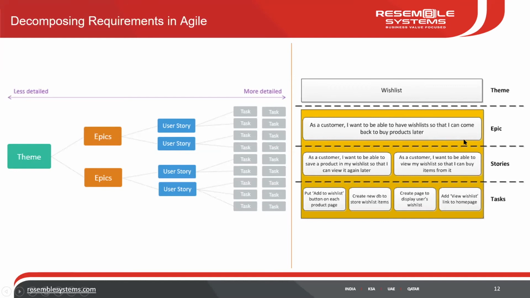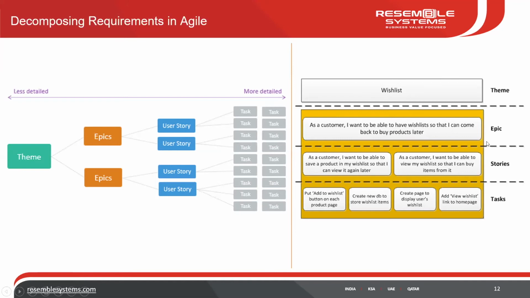In Scrum, whenever we take the requirement, we always start as a customer, I want to do this. As a customer or as a user, I want to achieve this. So the customer is saying, as a customer, I want to be able to have a wish list so that I can come back to buy products later. That becomes an epic.